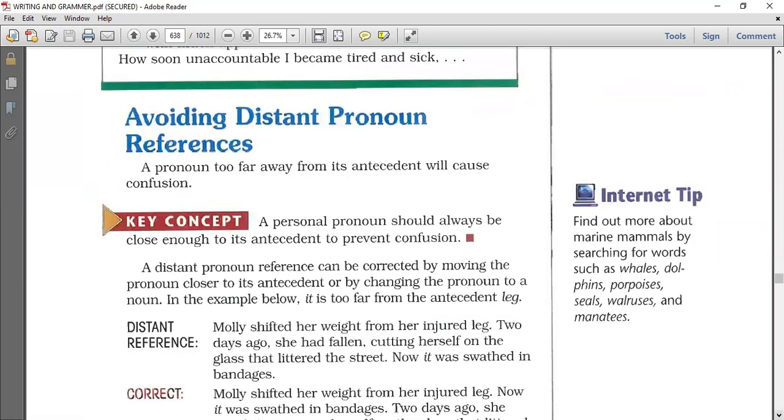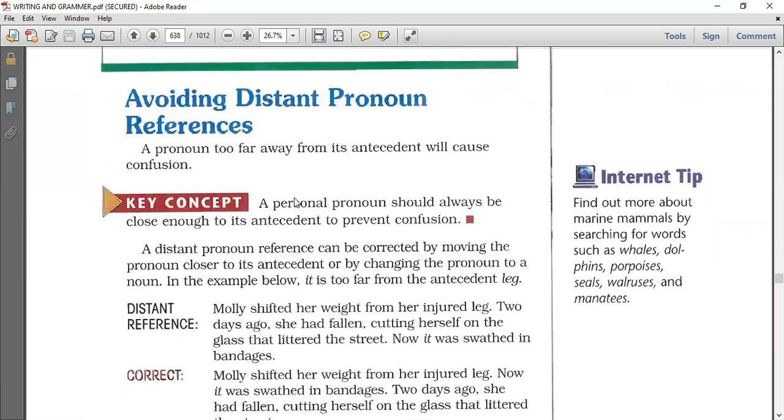Avoiding distant pronoun references. A pronoun too far away from its antecedent will cause confusion. Again, a pronoun shouldn't be far away from its antecedent. They should be as close as possible. A personal pronoun should always be close enough to its antecedent to prevent confusion.